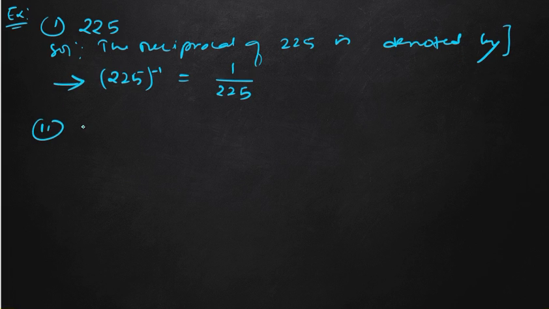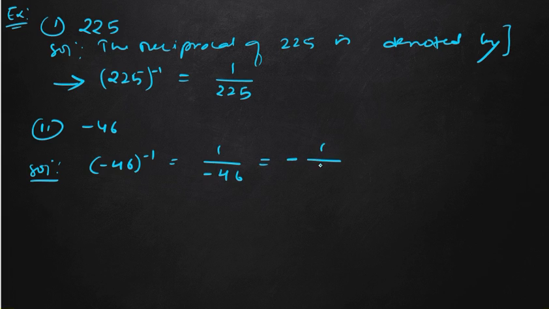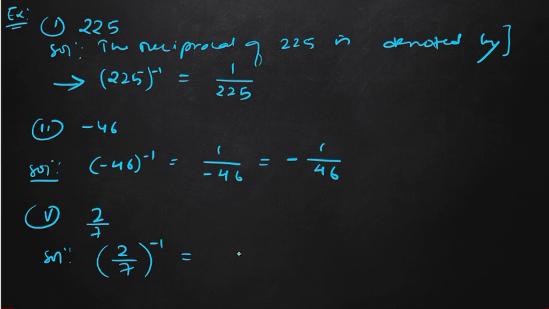Okay, similarly question number 2, minus 46, how will you write the reciprocal? So minus 46 whole power minus 1, so answer will be 1 by minus 46. Okay, so in the next step just write a negative in the middle, you will get the answer. Okay, so if we take another example, 2 by 7, how will be the solution? The reciprocal of 2 by 7 is denoted by 2 by 7 power minus 1, so this will be our 7 by 2. Very easy.